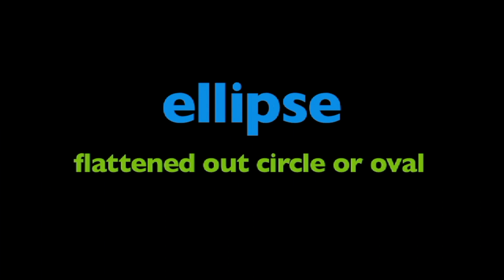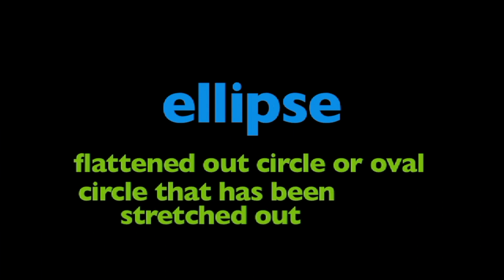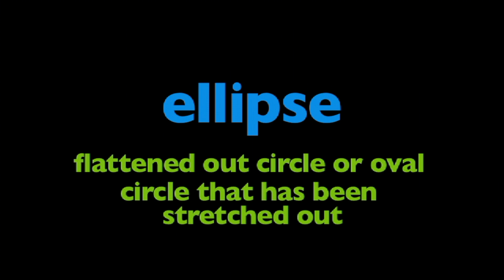In this program, we're going to learn about an ellipse. What is an ellipse? An ellipse is a flattened out circle or oval. It is a circle that has been stretched out.